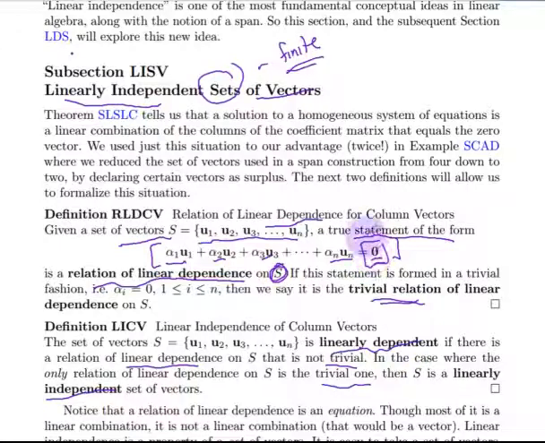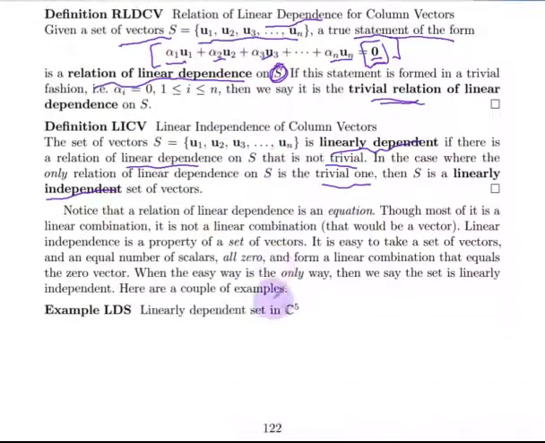This should be reminiscent of what we talked about in homogeneous systems. We know that the trivial solution is always a solution for a homogeneous system, but some homogeneous systems have other solutions as well. So you can see that there's going to be a relationship between this and what we've seen before. Okay, let's look at some examples.